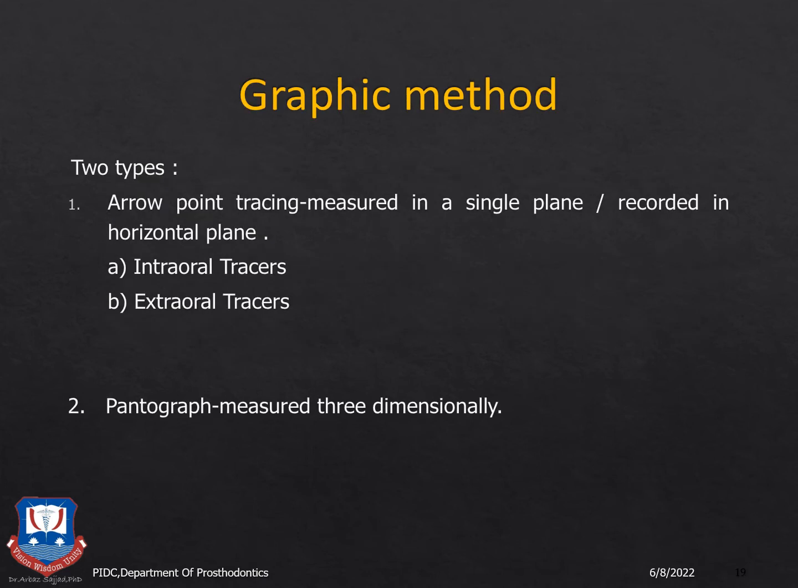So the next method, or group of methods, is the graphic method. As I mentioned, the graphic method mainly involves either an arrow point tracing, which is also known as Gothic arch tracing, or a pantograph, which is used to record the horizontal jaw relationship in a three-dimensional state.